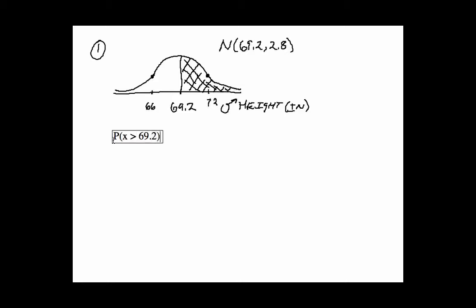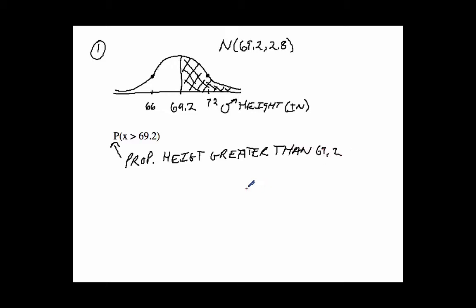So notationally, make sure you understand what I just wrote there. How you would read this in English is: P, we'll make that for proportion or probability or lots of other names. Proportion of what? Heights. In this case, we know we meant male heights. Greater than 69.2. Okay? That's how you read that in English.